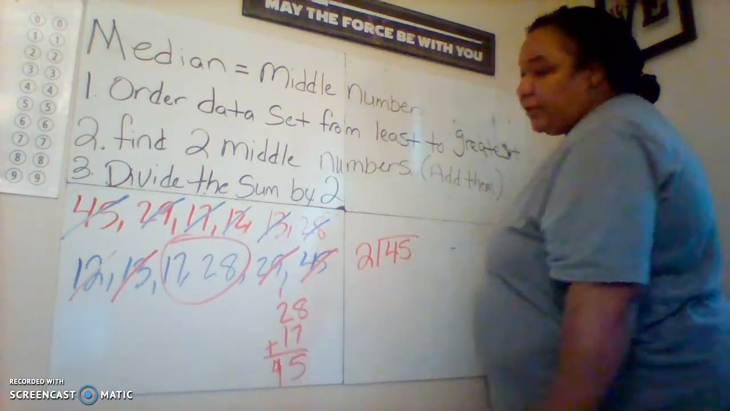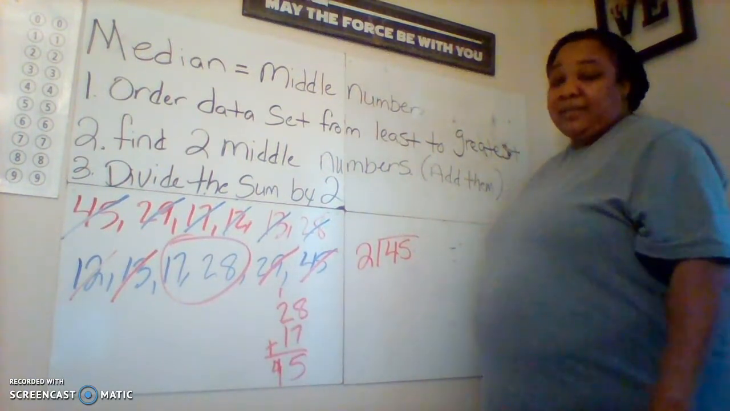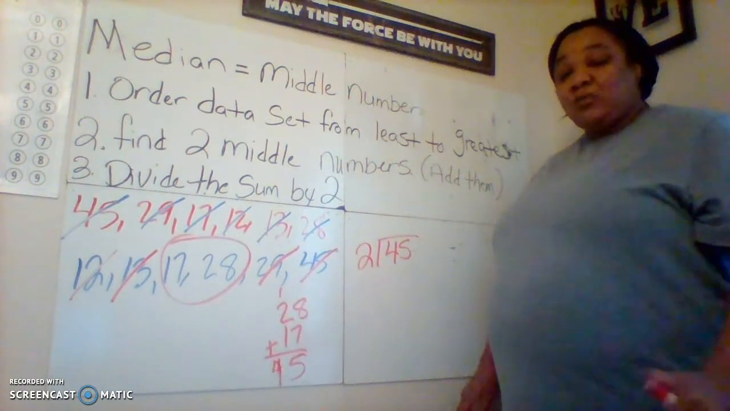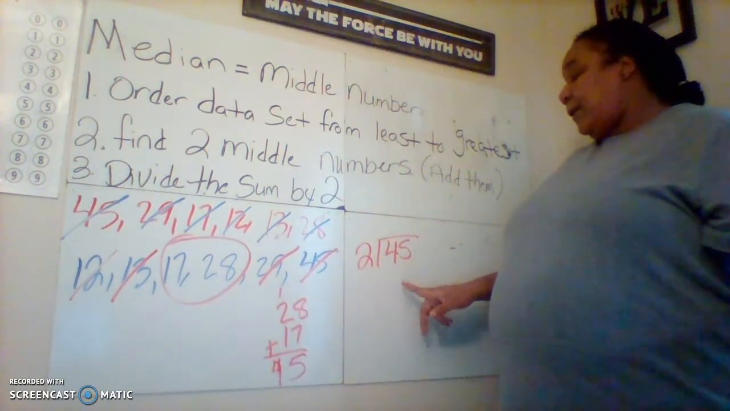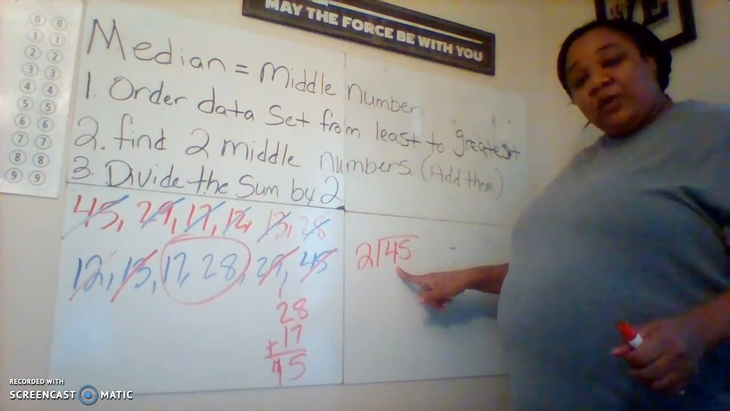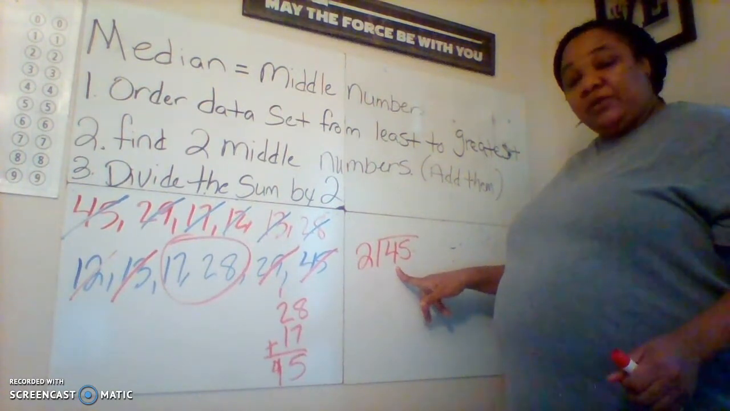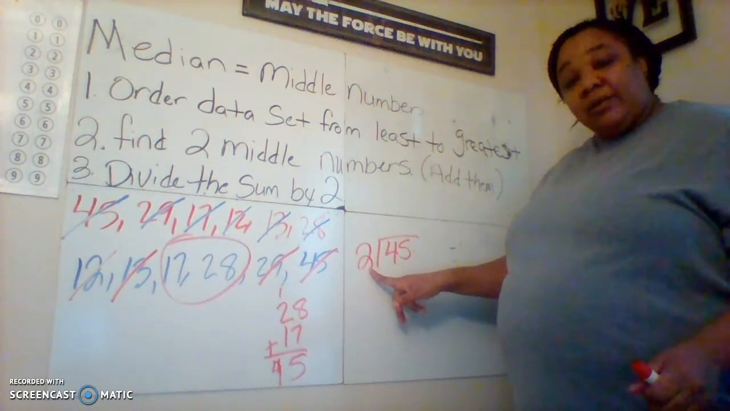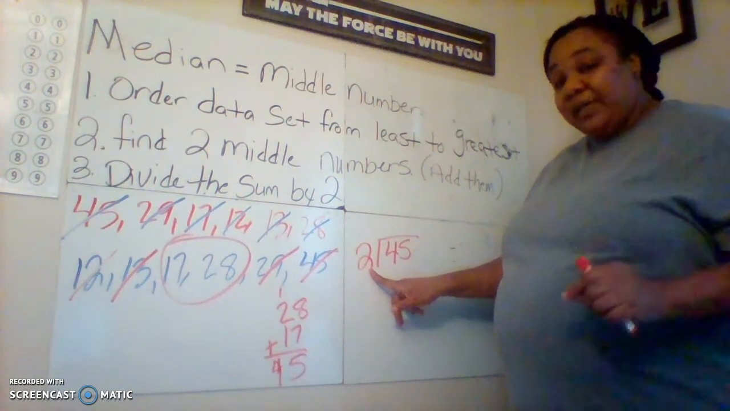Some of you guys already know the answer, which is amazing. But for some of you guys that still have problems with the division, make sure, especially you that use calculators, put your 45 in your calculator first, hit your division sign. Put your 2 in your calculator, and then hit your equal sign, and then you'll have your answer.